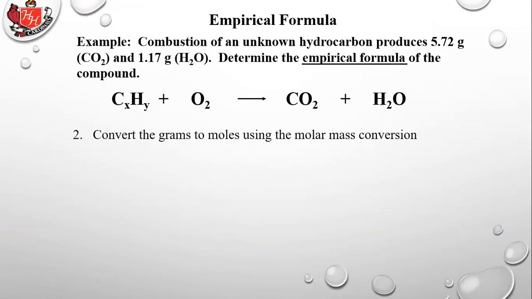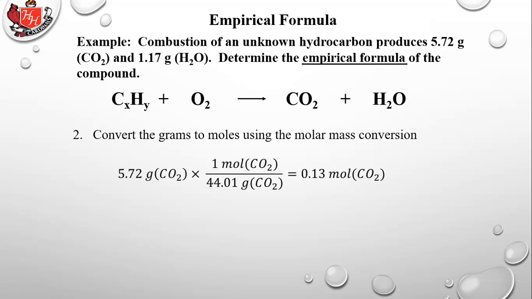So now we convert grams to moles using molar mass conversion. You've done that quite a few times in this class. So 5.72 grams of CO2 times the molar mass of CO2, 1 mole of CO2 for every 44.01 grams of CO2. Remember, you have to put it in the order top and bottom that will make grams of CO2 cancel out and moles of CO2 appear in the final answer. And what we get for that is 0.13 moles of CO2.